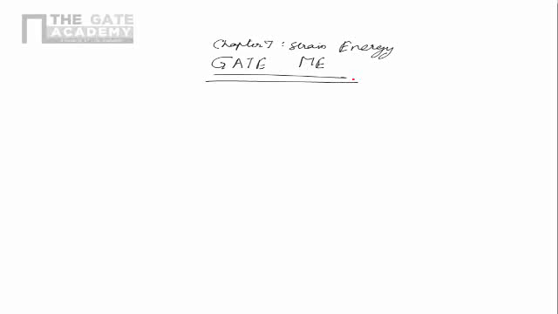Let us solve a few questions which have appeared in GATE Mechanical Engineering from the chapters on strain energy. So the first question is like this. There is a frame of two arms of equal length L, which is shown in the figure. So the frame is like this.